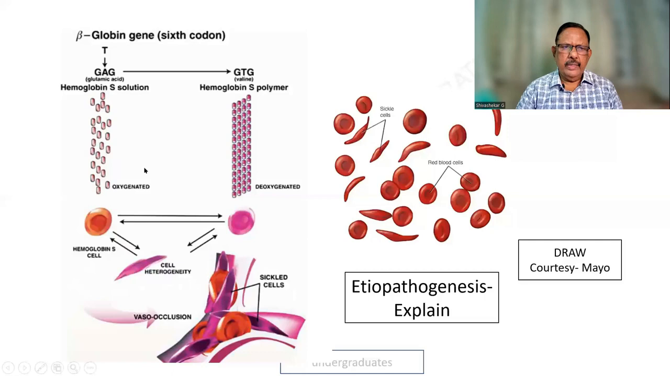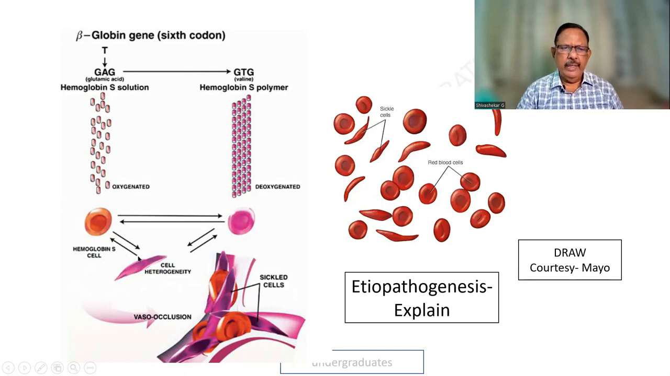All of us know that there is a basic substitution of valine for glutamic acid in the sixth position of the hemoglobin chain. But what happens is there is a hemoglobin polymer that is being formed. These polymers are insoluble and they are all being parallelly arranged. As a result, the RBC itself gets elongated and becomes slightly curvilinear, called the hammock shape or the sickle shape. That is what we are seeing in this diagram. I would like you to draw this, courtesy Mayo.